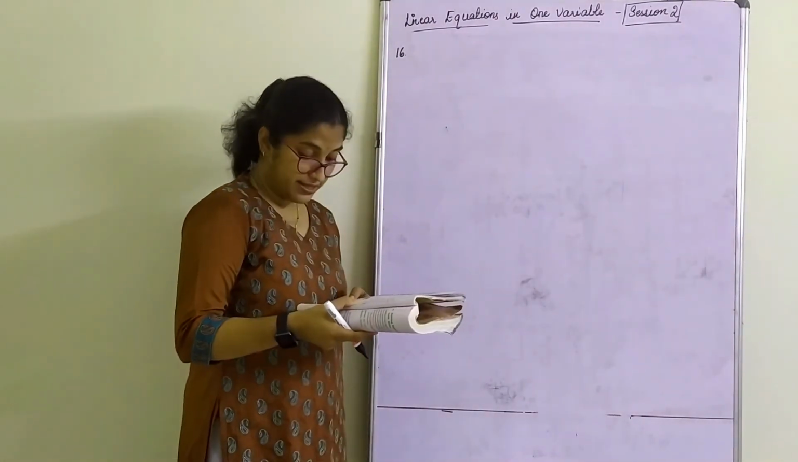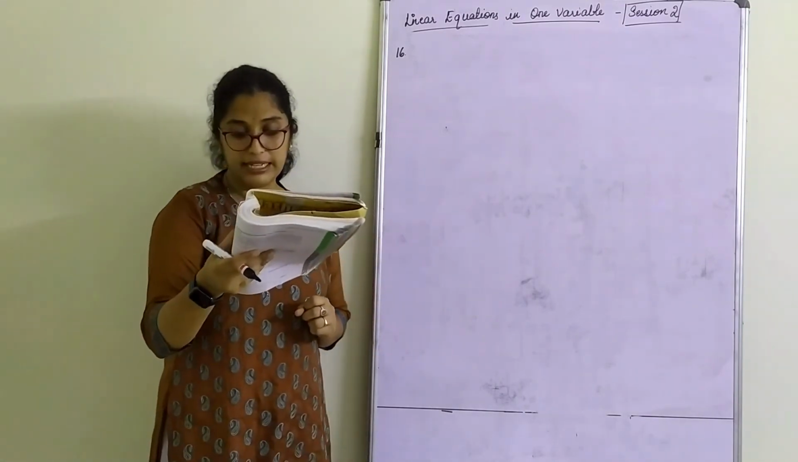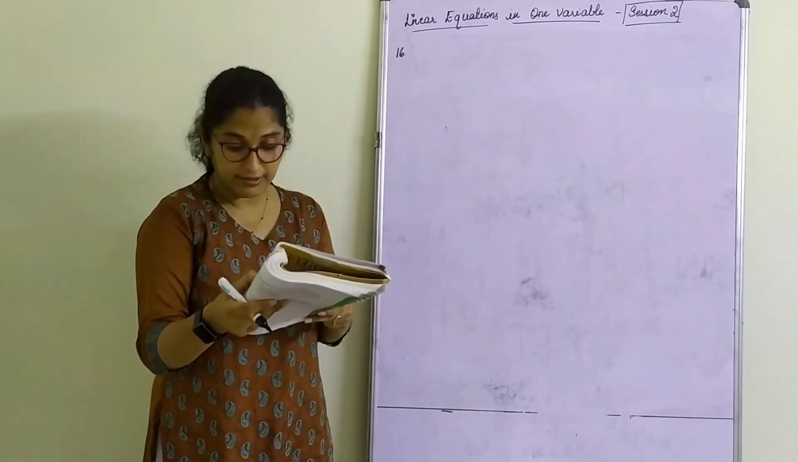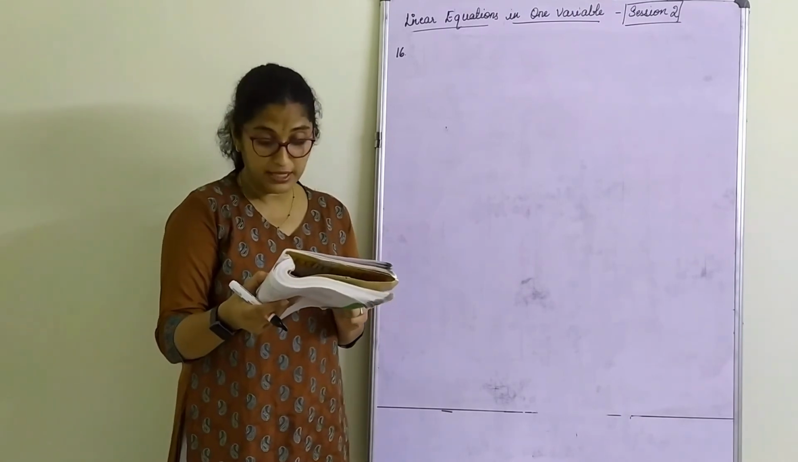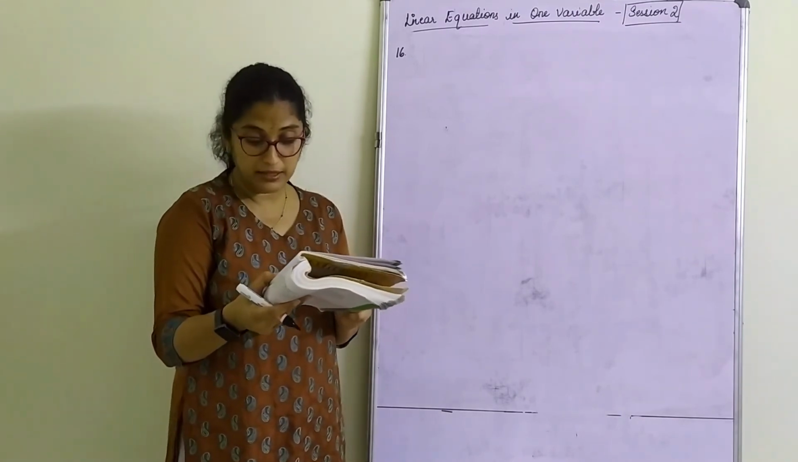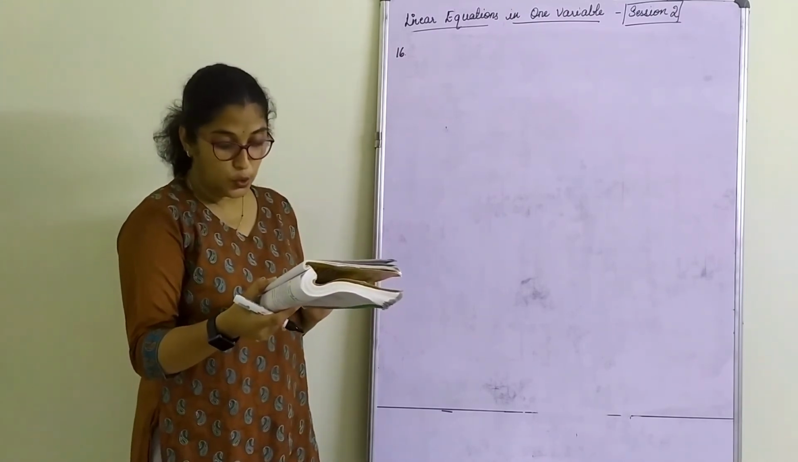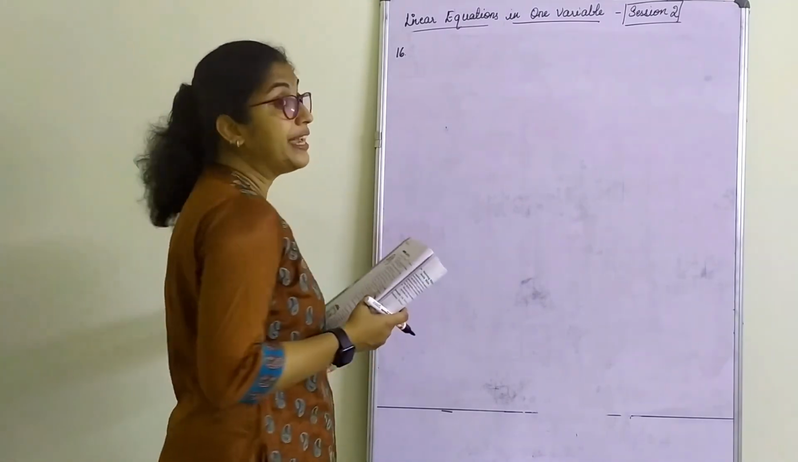Last sum of the exercise. The organizers of an essay competition decide that a winner in the competition gets a prize of rupees 100 and a participant who does not win gets a prize of rupees 25. The total prize money distributed is rupees 3000. Find the number of winners if the total number of participants is 63. So we have to find the number of winners.